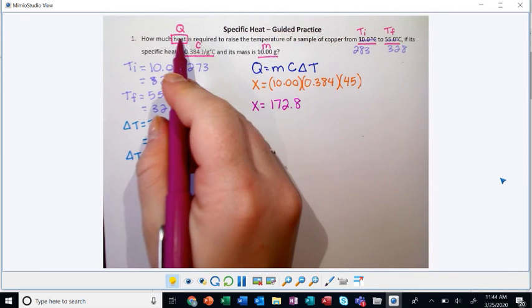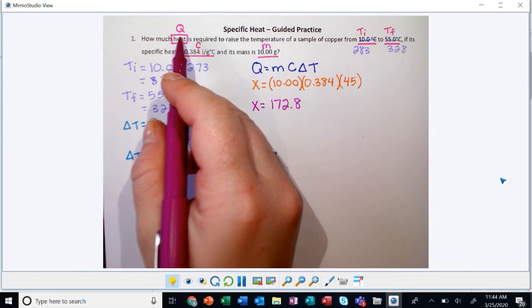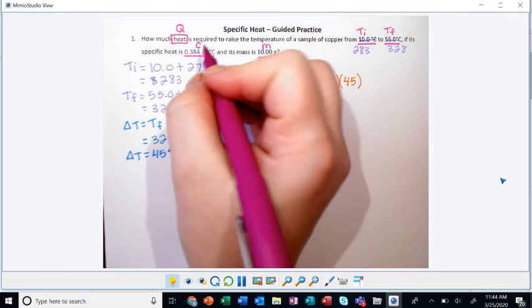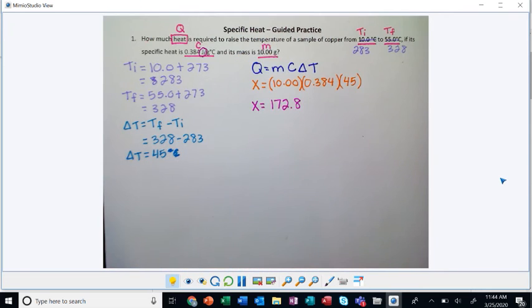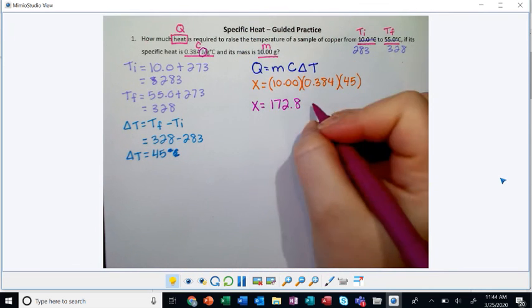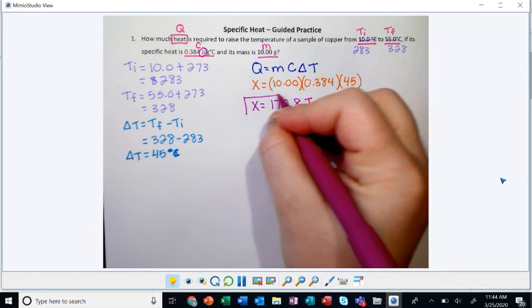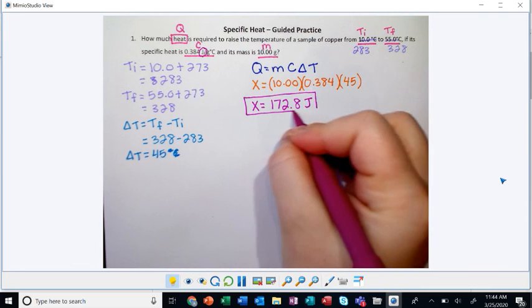And it's Q, so Q can either be joules or it can be calories. In order to know which one it is, you look at the specific heat, and if you notice, there's the J there for joules. So that means this must be joules. And we're done.